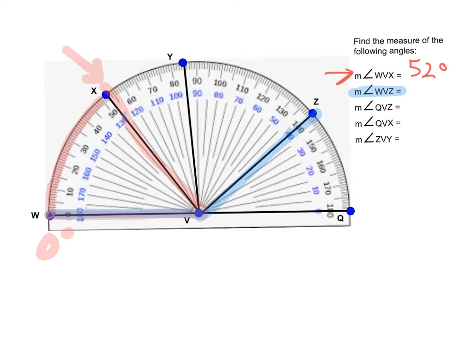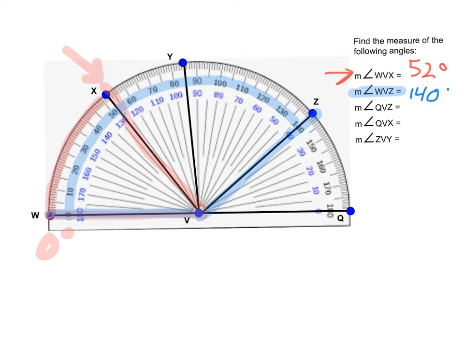So let's measure the black numbers then, from 0, 10, 20, 30, 40, 50, 60, 70, 80, 90, 100, 110, 120, 130, 140. It's 140 degrees. We landed on it. So we're going to write that down. The measure of that angle is 140 degrees, okay?